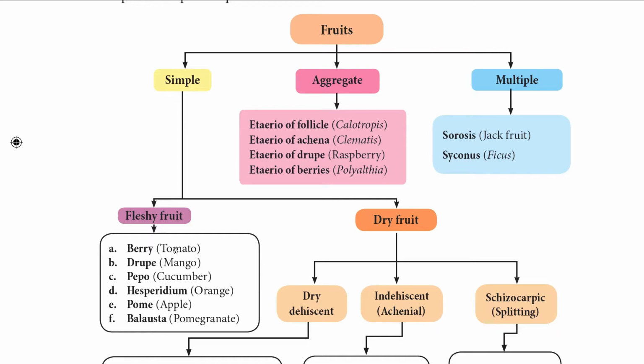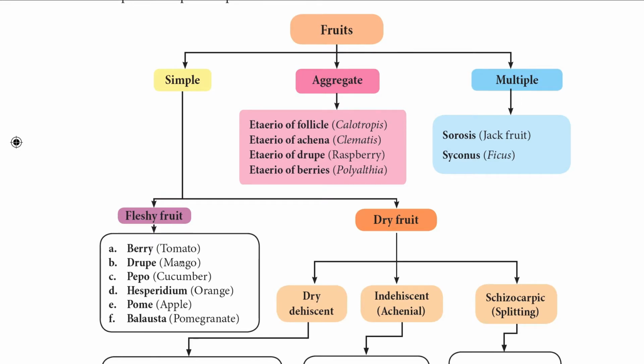What is berry? Berry fruit develops from the bicarpellary or multicarpellary syncarpous ovary. Here the epicarp will be very thin. So you would have seen in tomato, the skin of the tomato is the epicarp. Then the mesocarp and endocarp will be together, they will remain undifferentiated and they form the pulp of the fruit. And in this, the seeds will be embedded in the pulp. Examples for this are tomato, grapes, brinjal, etc.